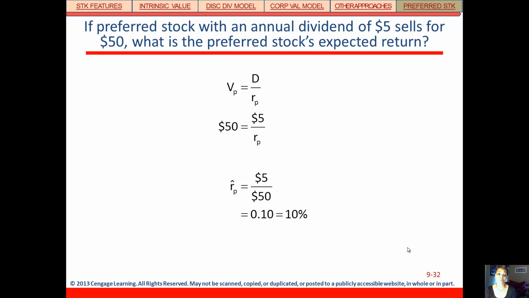So with preferred stock, just an easy example, the value of preferred is just like we talked about before, where growth rate is equal to 0. So it's a dividend payment divided by the cost of preferred. So if we have an annual dividend of $5 on a preferred stock that's selling for $50, then the cost of preferred is 10%.